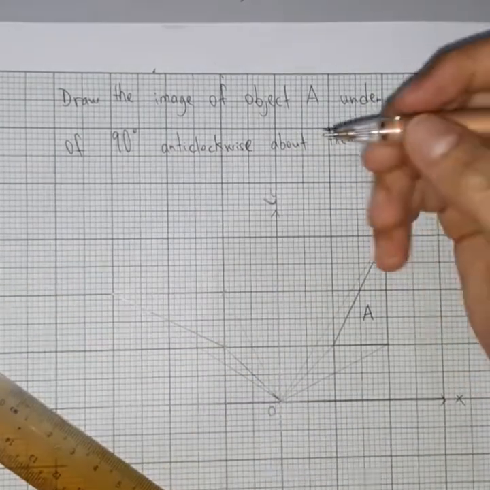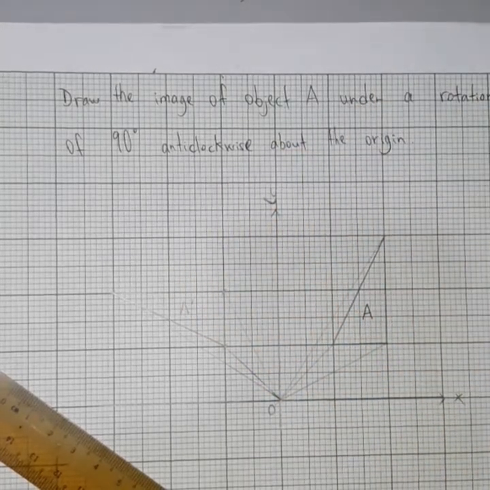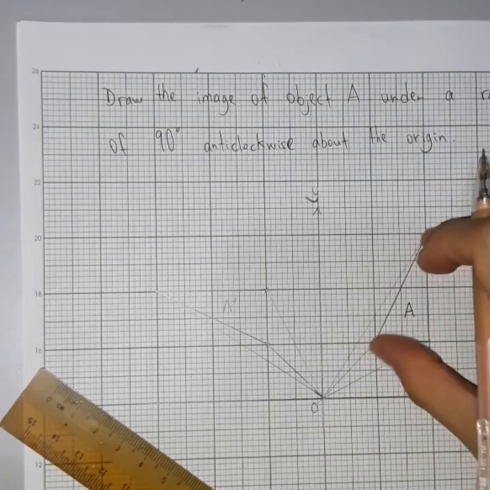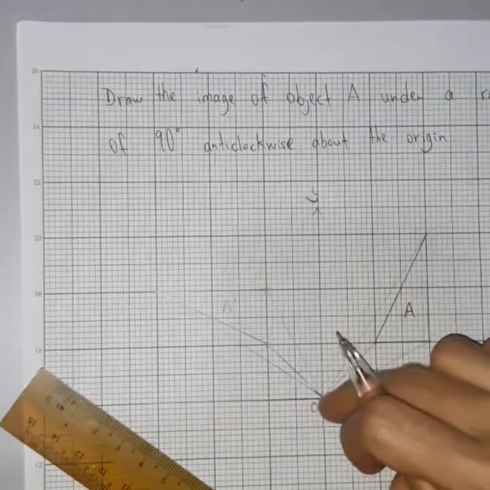and label it as A prime. So this triangle here, rotate 90 degrees anti-clockwise about the origin.